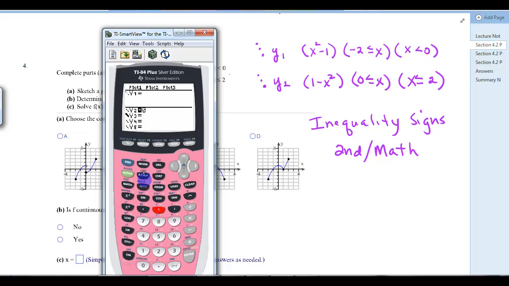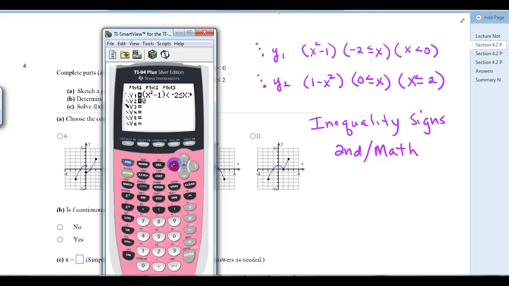Okay, so I'm going to open, put x squared minus 1, close, open, negative 2, and remember to use the little baby negative because it's the sign of a number, negative 2. Now I need less than or equal. Second math, less than or equal is number 6. x, close, open, x, second math. Less than is number 5. 0, close.